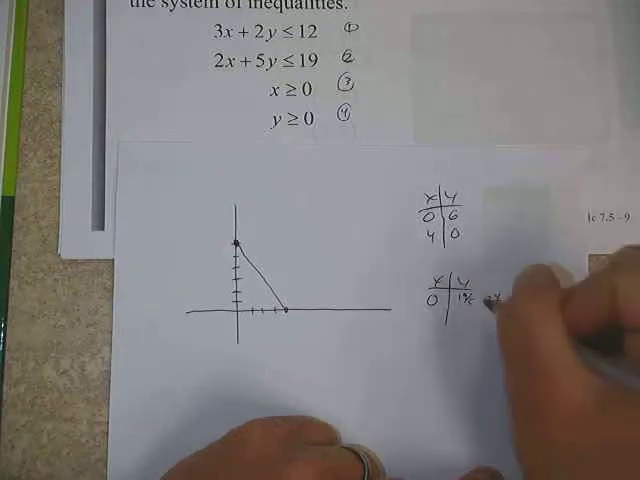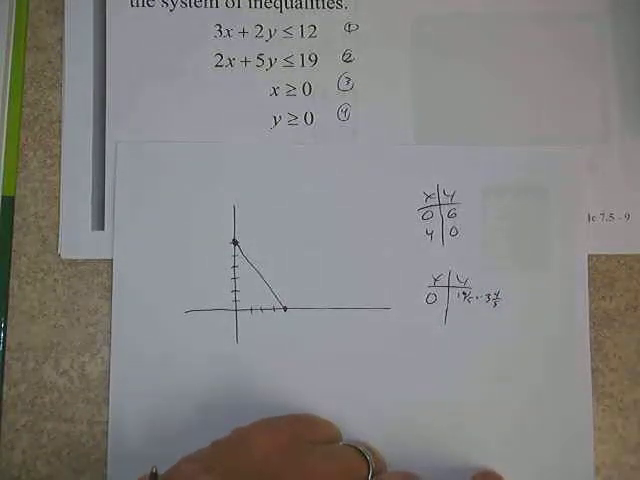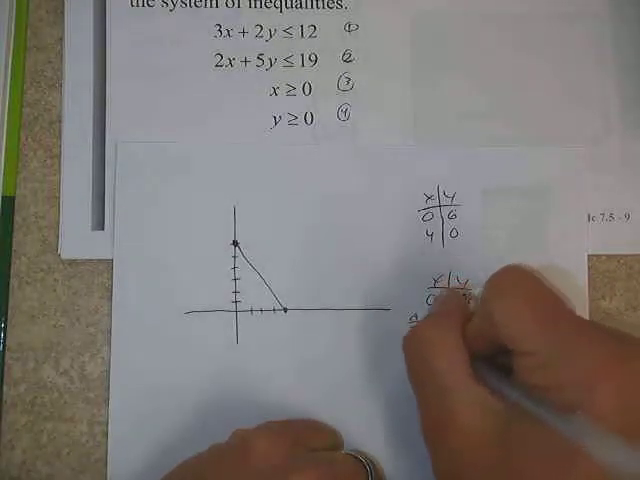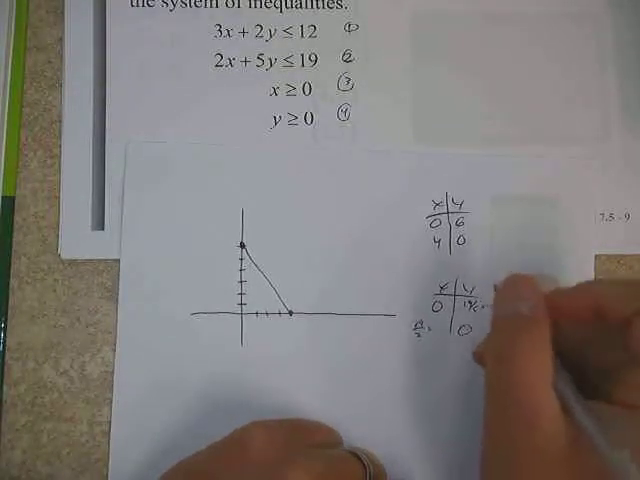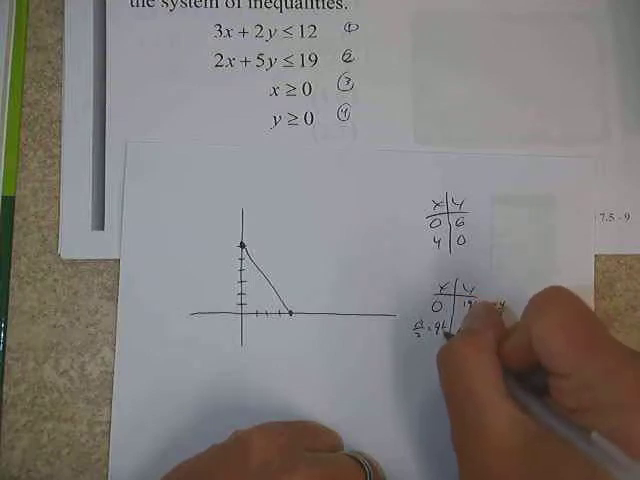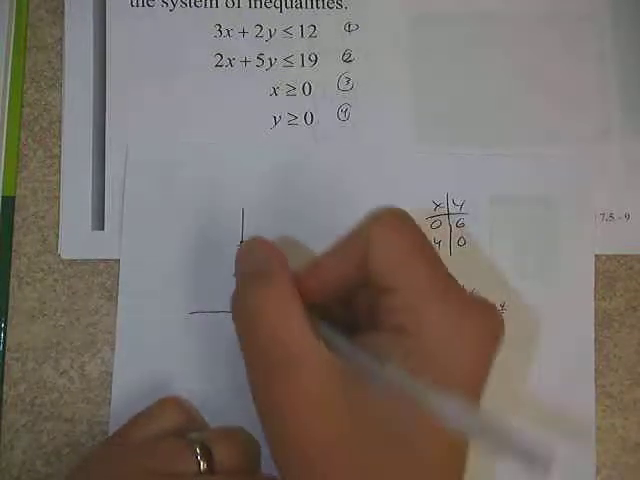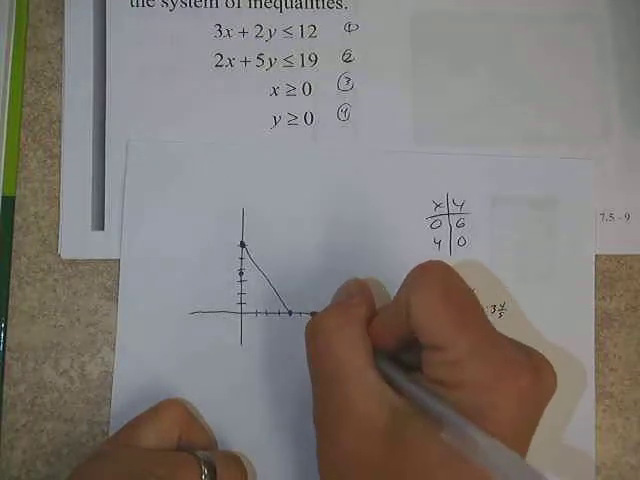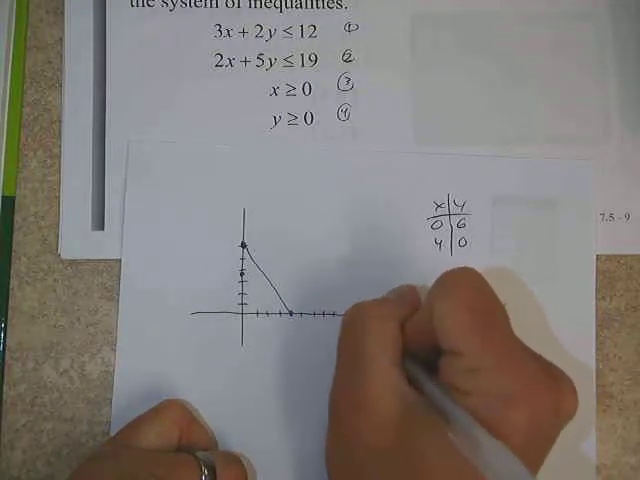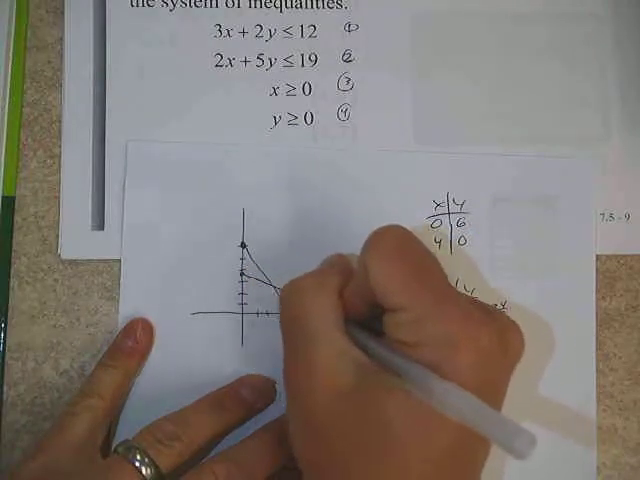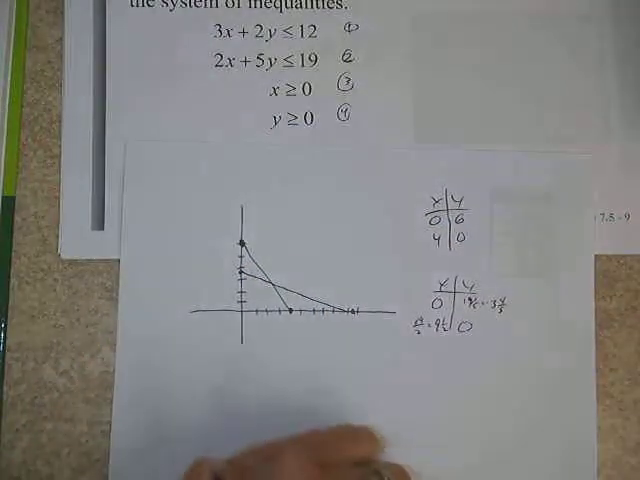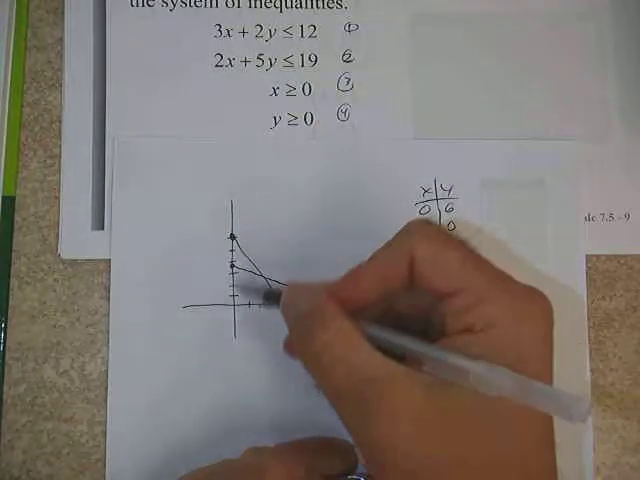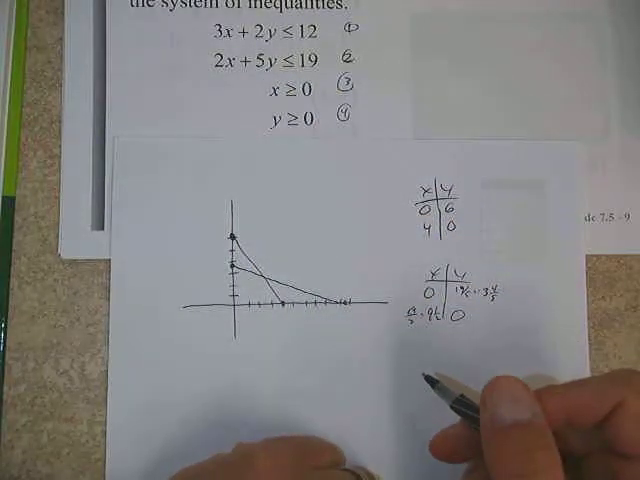Okay, of course 19 fifths would be 3 and 4 fifths. So 19 fifths or 3 and 4 fifths. And if we put a 0 in for y, we're going to get 19 halves, which of course is 9 and a half. So if we're going to graph those, we have (0, 3 and 4 fifths), and we have 9 and a half, and we would have that as our other constraint.